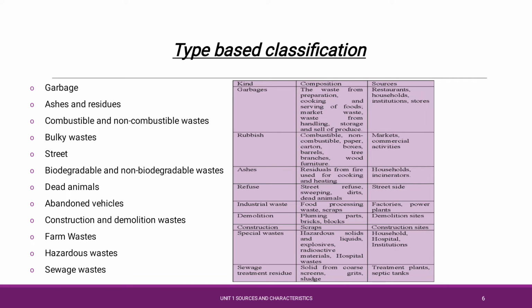Type-based classification. The type-based classification is mainly done based on the physical, biological, and chemical characteristics. So, first is the garbage. Garbage mainly refers to the waste generated from animals and vegetables due to improper handling, sale or storage, preservation, cooking, and serving of food.